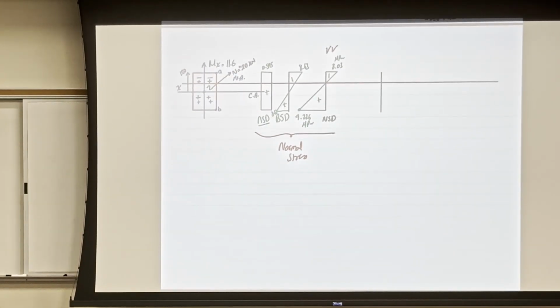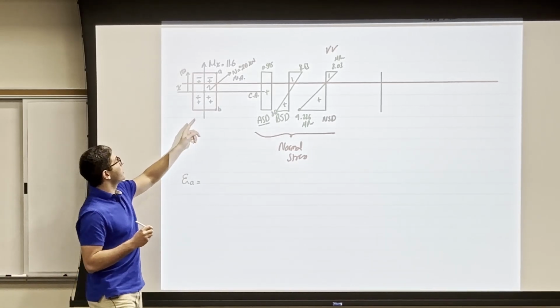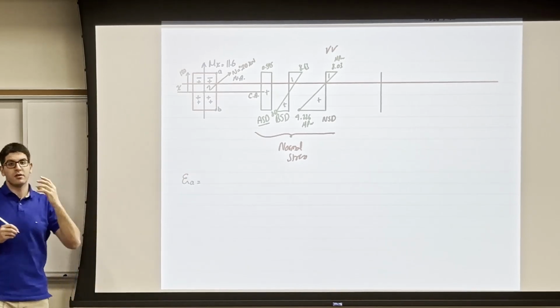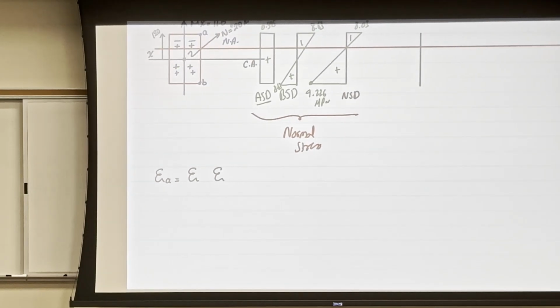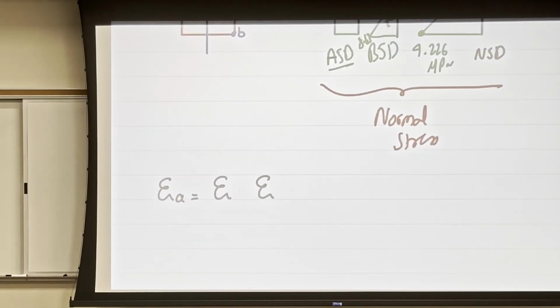So if I want to use the equation, I want to say strain at A. But now I do have strain due to the axial force and strain due to the bending moment. So I do have two strains now. And of course at point A, the strain due to the axial force is positive, and the strain due to the bending moment is negative.